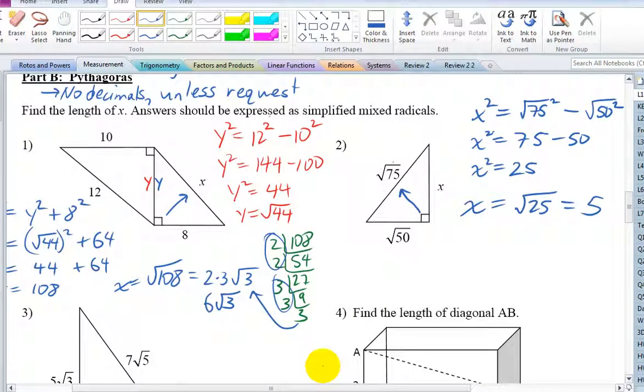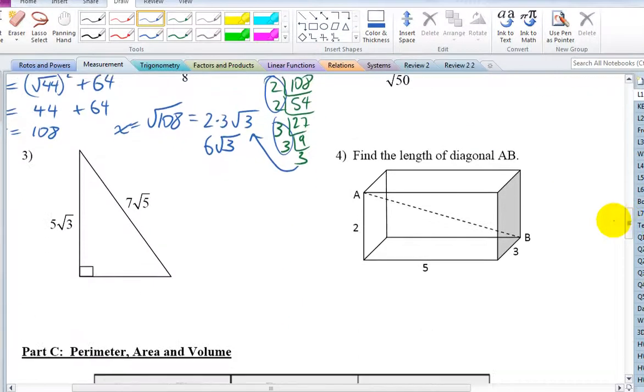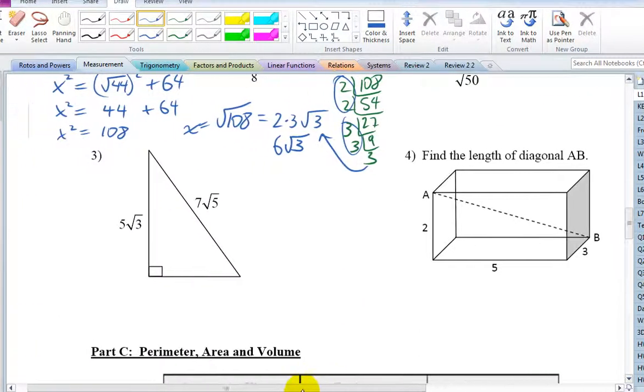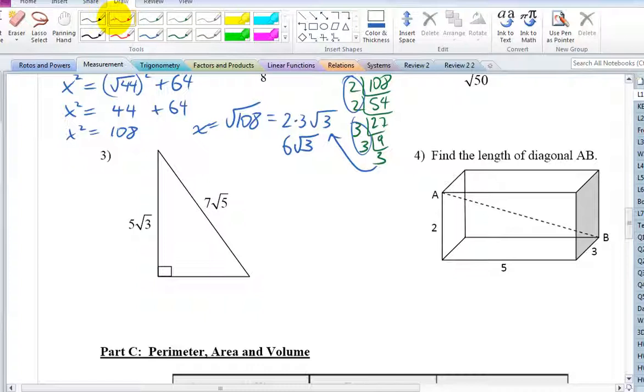Thumbs up, down, in the middle. Okay, you guys are awesome. There we go. So this one's a little bit different. You haven't seen this before. What do you guys think you should do first? Convert. Okay, so you want to convert. So this would be square root of 5 times 5 times 3.